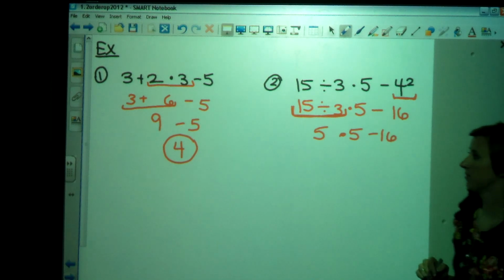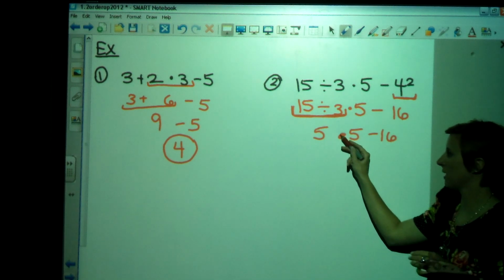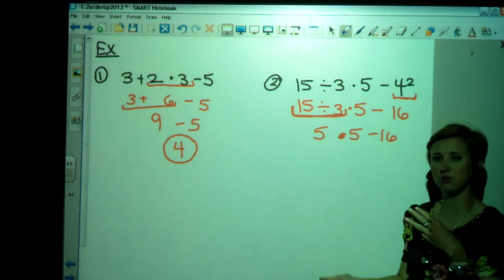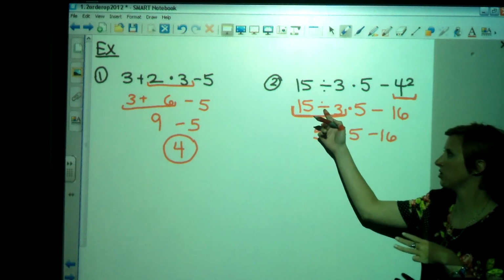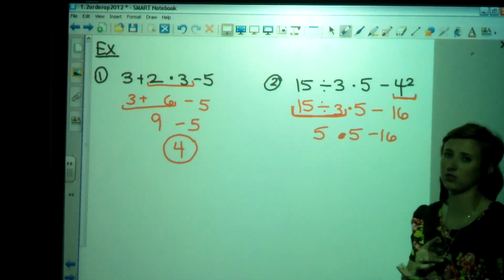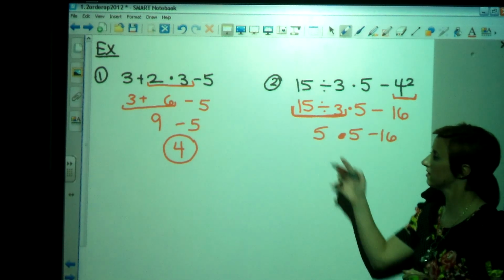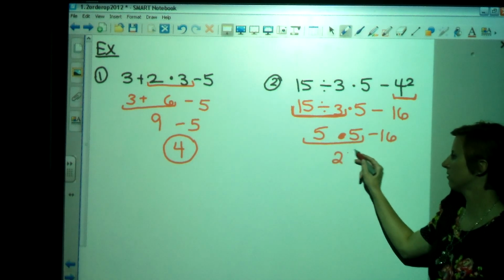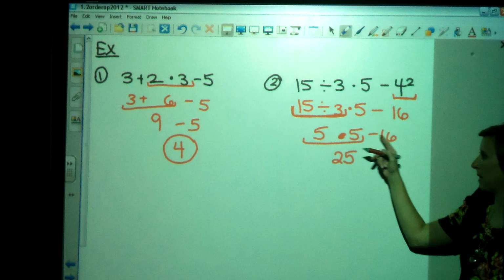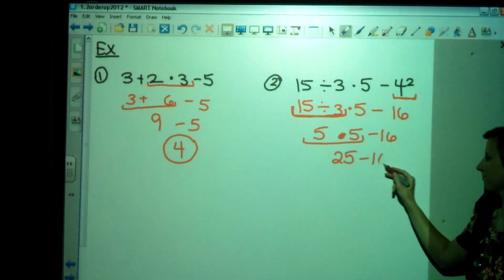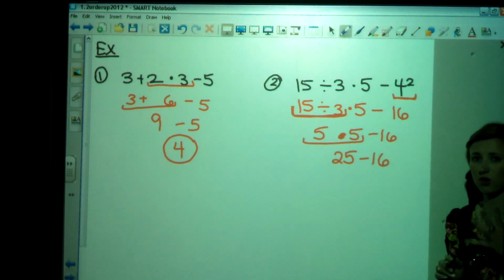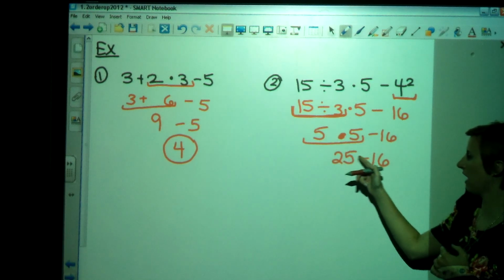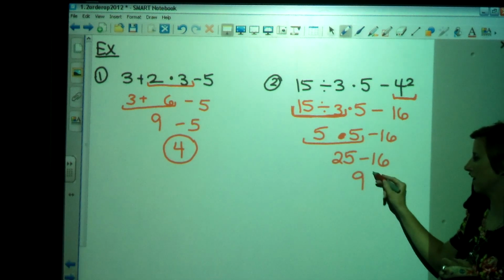And we check. Am I finished with step 3, or do I still have to use it some more? I did my division, but now I have multiplication. So we need to perform that next. So 5 times 5 is 25. And once again, I drop down my minus 16. Now for my 4th and final step, and the only operation left, we subtract. 25 minus 16 is 9.